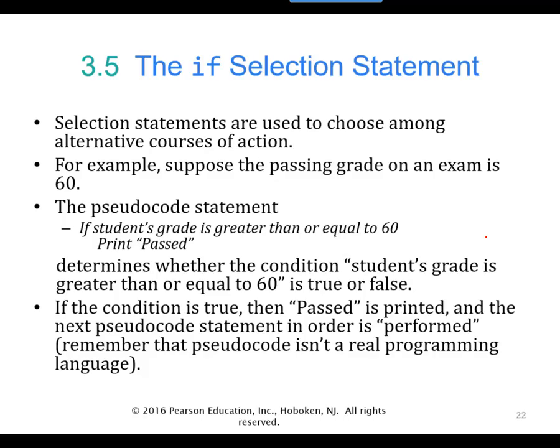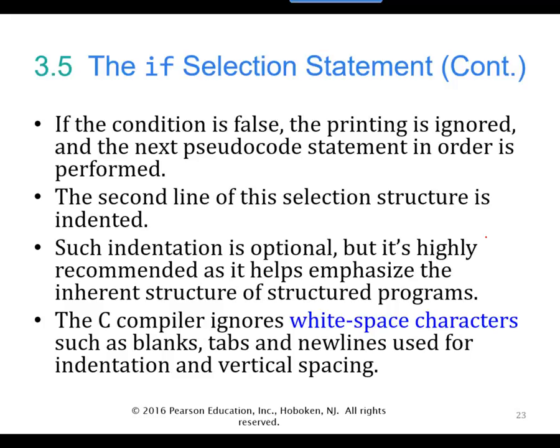So the if selection, we've already done an example of that one. If a student's grade is equal to or greater than 60, print pass. In other words, we enter the grade. If it's greater than 60, we say that the student passed the exam or the course. So if the condition is true, print pass. That is the if selection. If the condition is false, the printing is ignored.